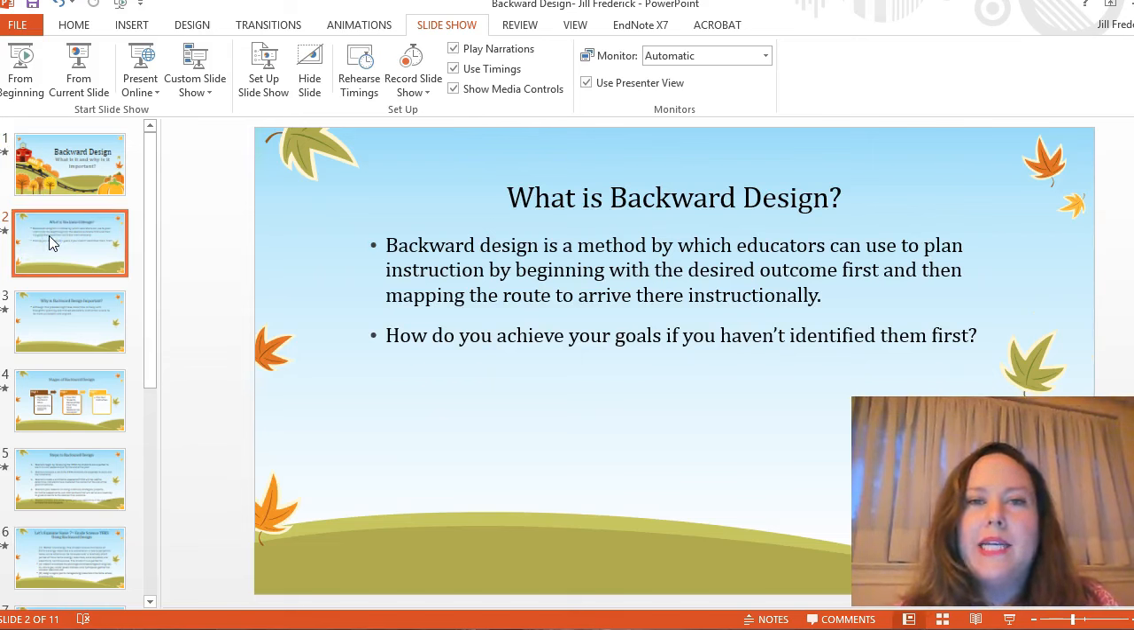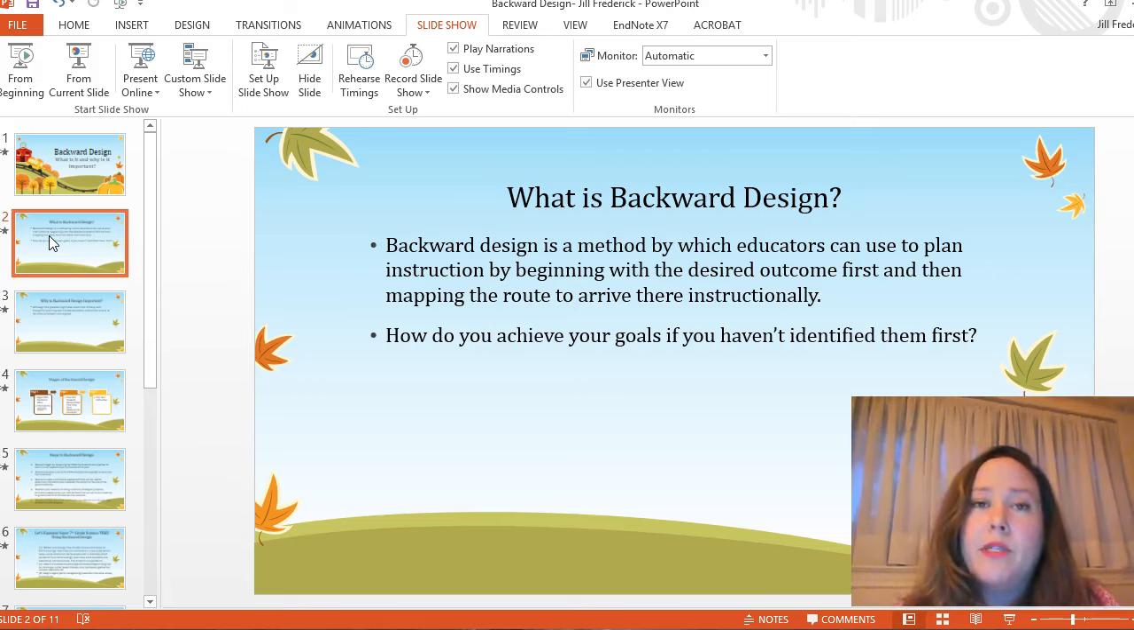So what exactly is backward design? Backward design is a method by which educators can plan instruction by beginning with the desired outcome first and then mapping the route to arrive there instructionally. How do you achieve your goals if you haven't identified them first?